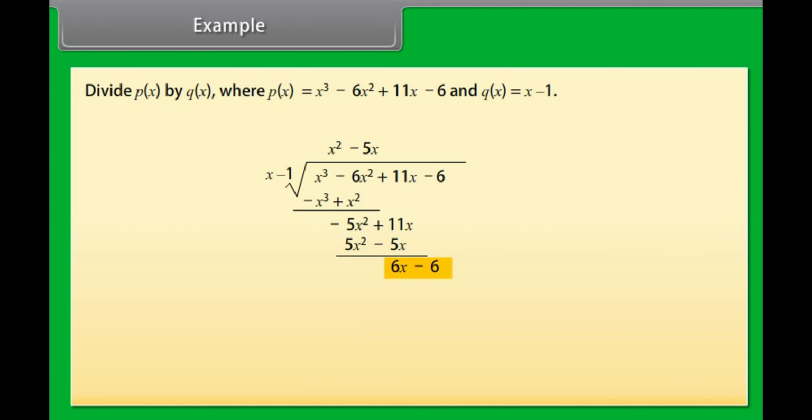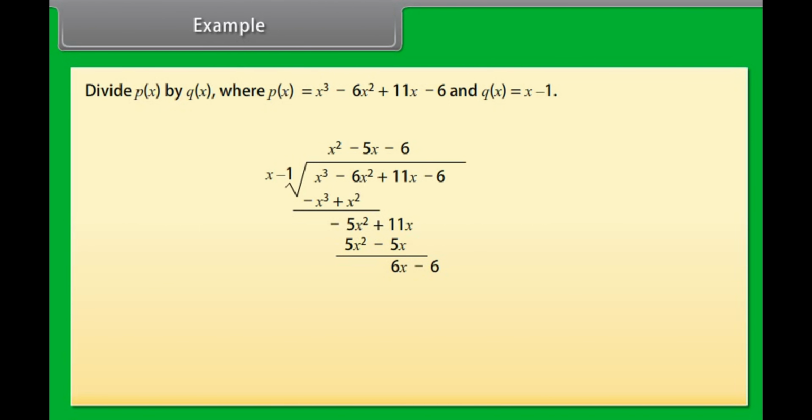Once again, we have a new polynomial under the division bar. As you have probably guessed, we repeat the second step by dividing the first term of the polynomial by the x part of the divisor and add the result to whatever is already on top of the division bar.